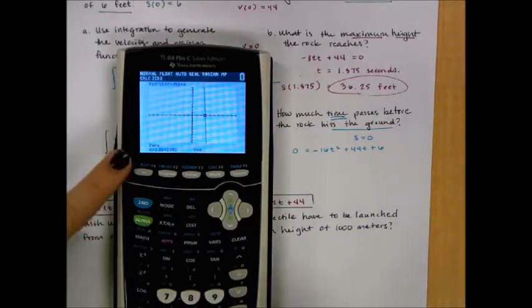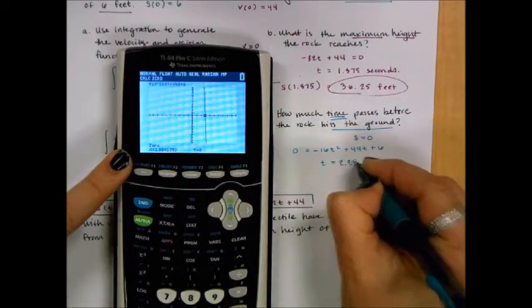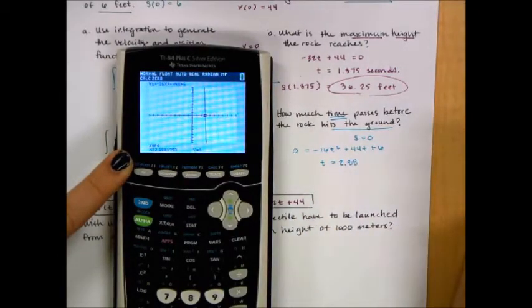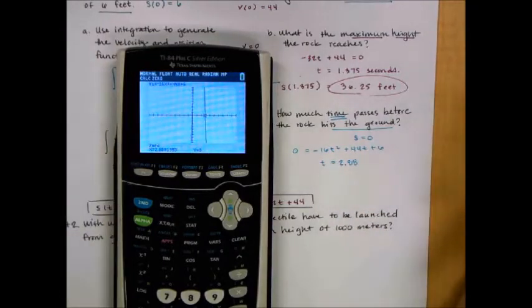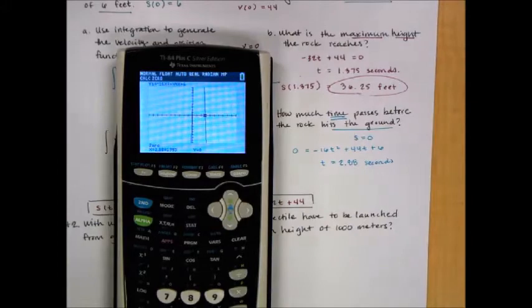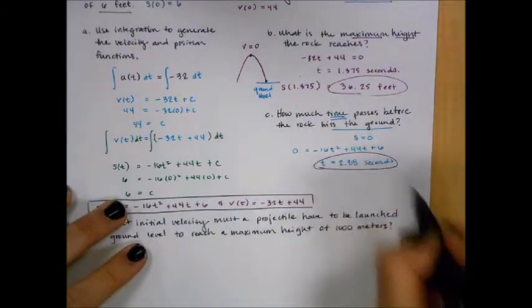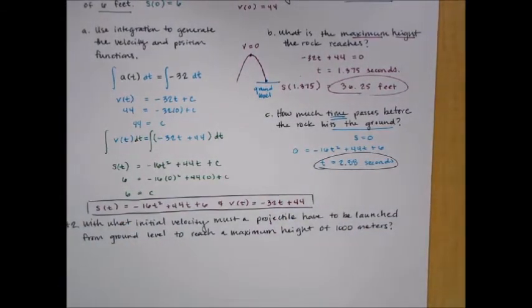So t equals 2.8801, and rounding to the thousandths place would just be 2.88 seconds. And that's the answer, since we were looking for that time. So again, that's going to be the most common type of question that you'll be working with in this section.